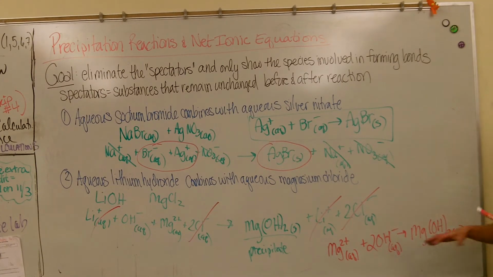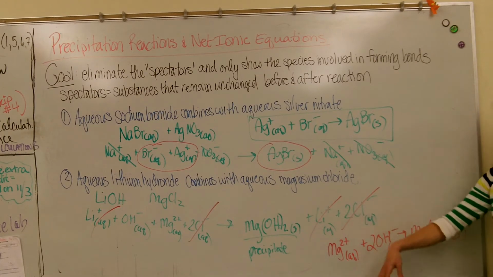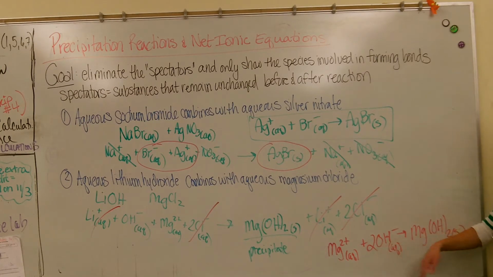So balancing means you need to have the same number of each type of atom on the left as on the right, because atoms cannot be created or destroyed. They cannot appear from nowhere. So whatever's here at the end must have been there at the beginning. So this is my net ionic equation.